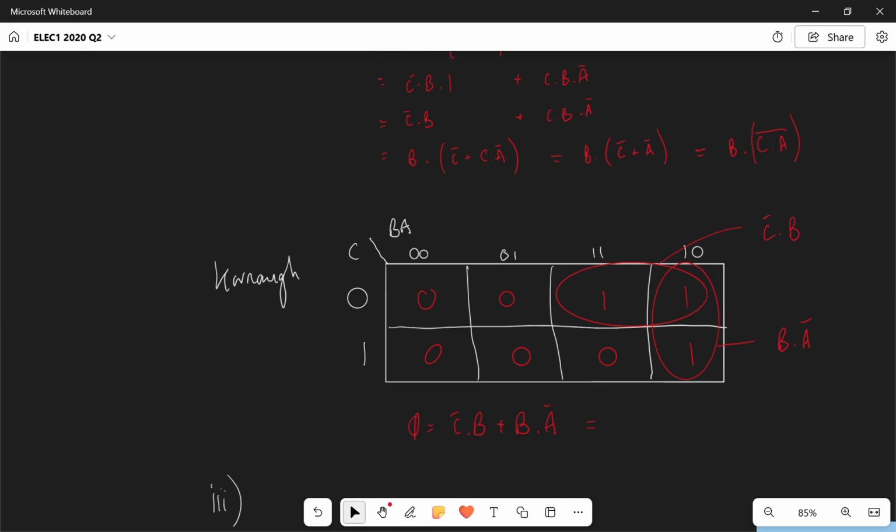Well, that means that can be simplified further into B and bracket not C or not A. And as with the Boolean expression, that can be turned into a NAND gate.